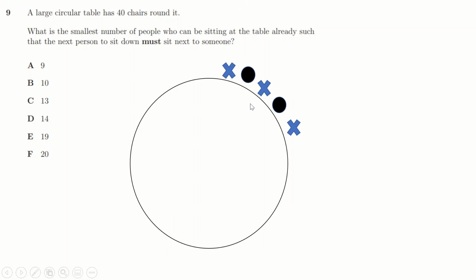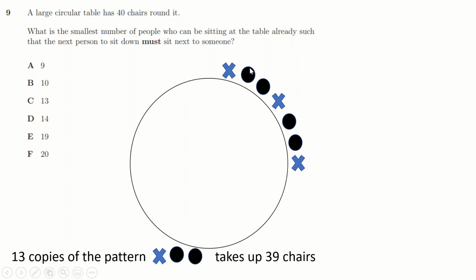Except you can do better than this. Because if you go someone and then 2 empty chairs and then someone, and then 2 empty chairs and then someone, you can't sit down anywhere here and not be sitting next to someone else. Because here it's next to this person, here's next to this one. So this is actually the best you can do. And this is 13 copies. There are 40 chairs, and these are in batches of 3, right? XOO. So batches of 3, and now you have 13 copies of this XOO going around.